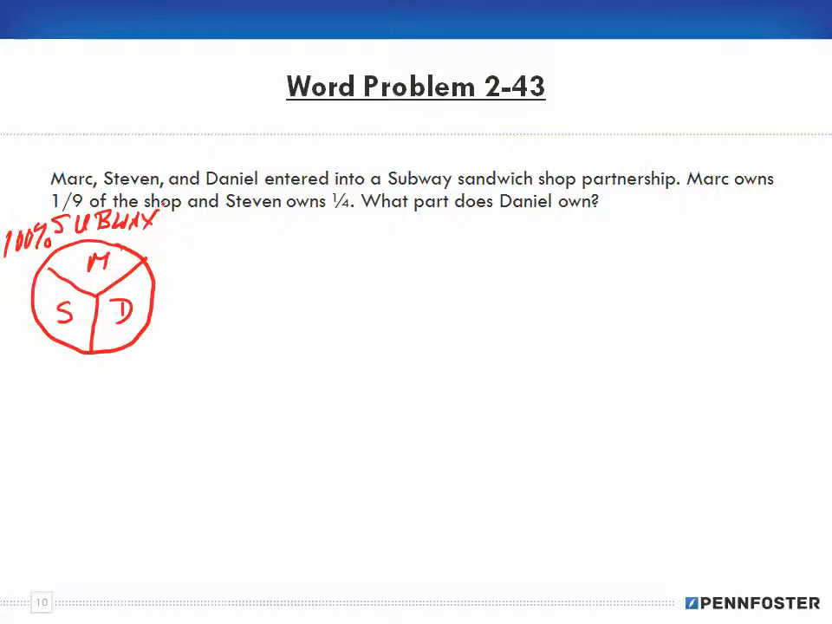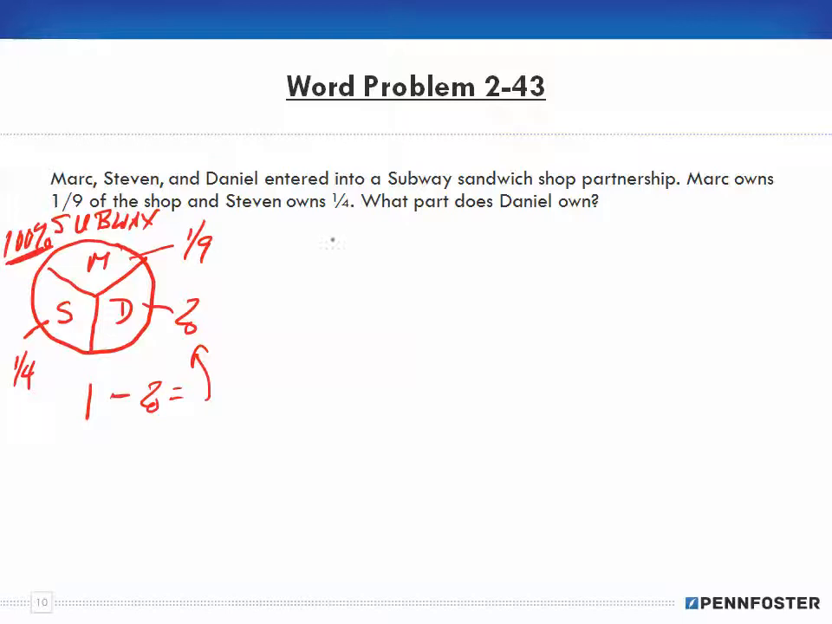Mark owns 1/9 of the shop. So Mark owns 1/9 and Stephen owns 1/4. What part does Daniel own? We don't know what part Daniel owns. To solve this, we want to know how much Mark and Stephen together own, because then we can subtract that and figure out what Daniel owns. Remember, by drawing the circle, the Subway partnership represents 100%, or its entirety, a whole number of 1. Whatever this fraction is, we're going to take that away from the 1 as a whole in order to figure out what we need.